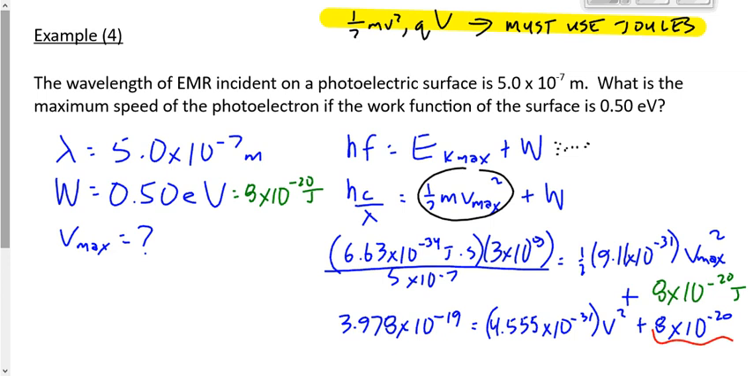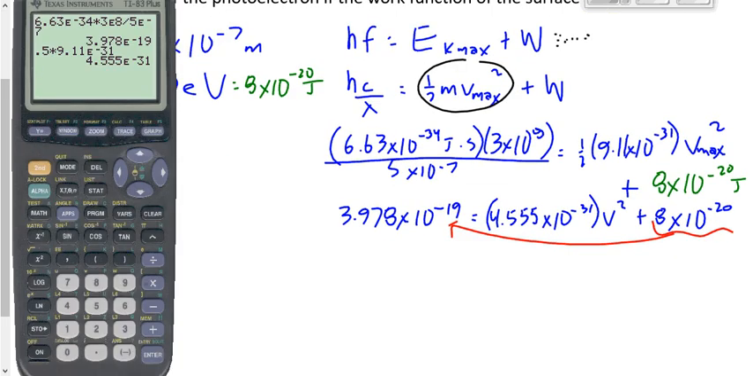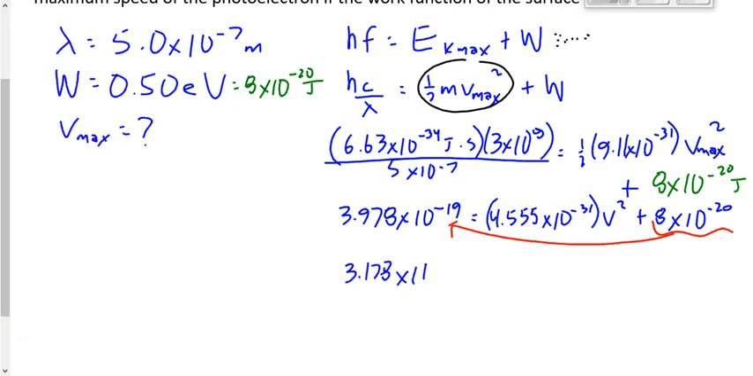We've got to take this over by doing what? Subtracting. Good. So we're going to say 3.978 times 10 to the negative 19, subtract 8 times 10 to the negative 20. That gives me 3.178 times 10 to the minus 19. Now it's looking easier, right? Take the 4.555 over by dividing, good.